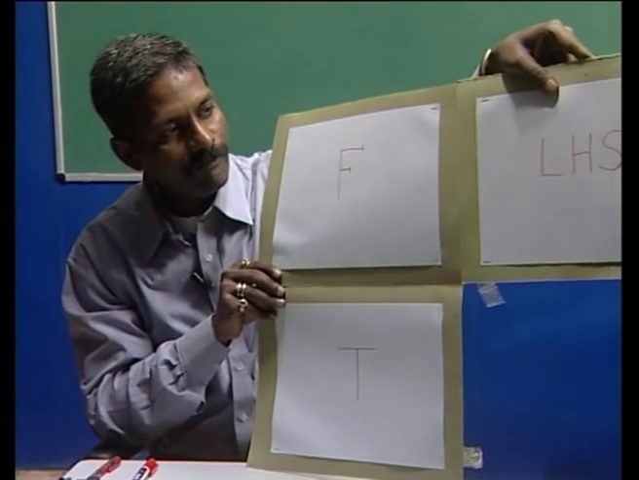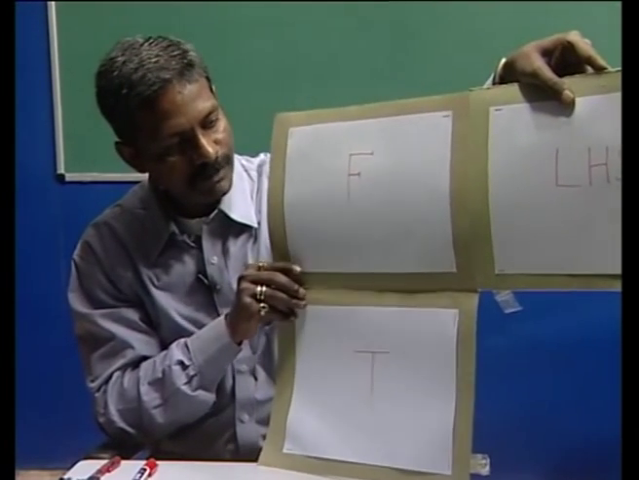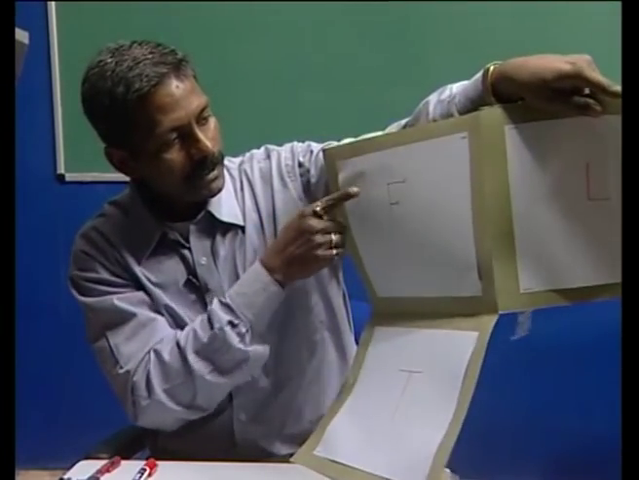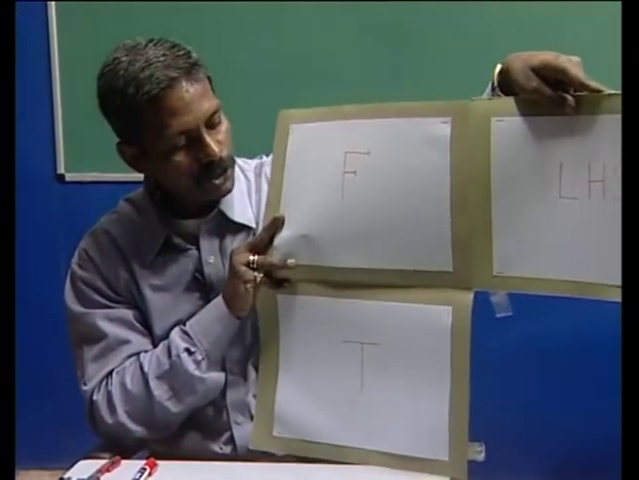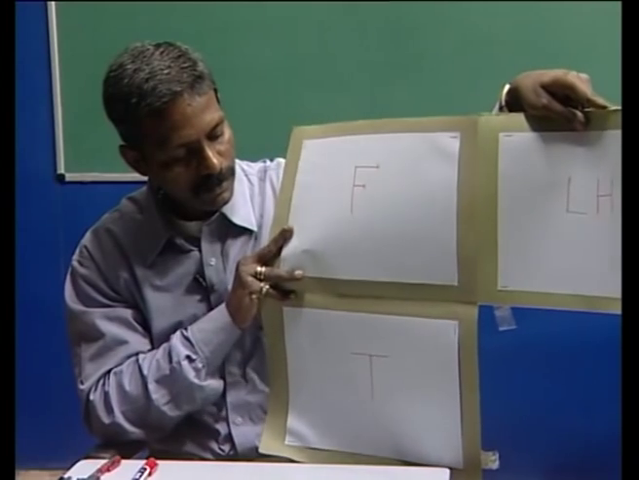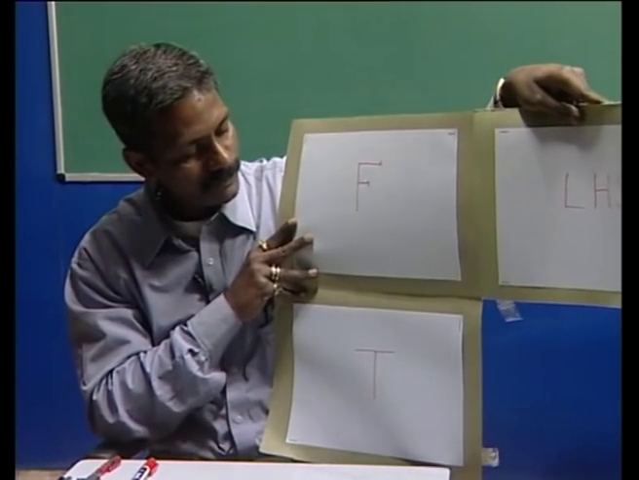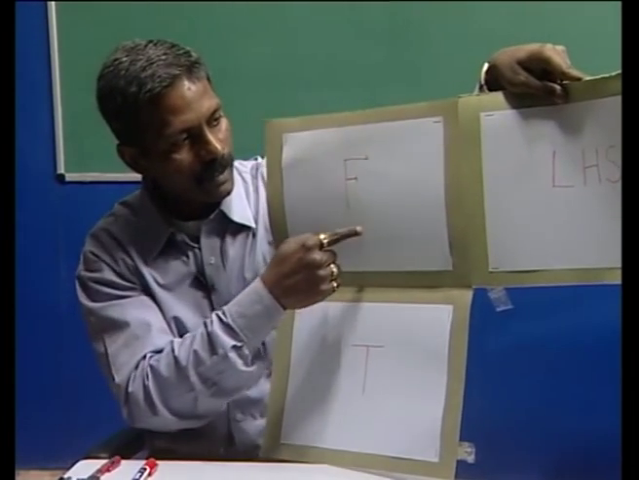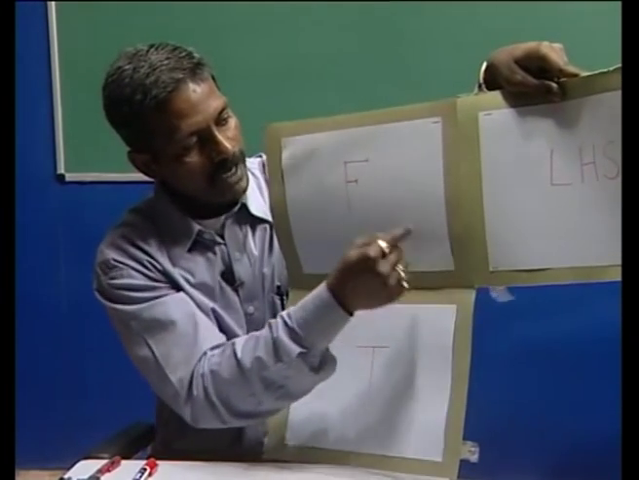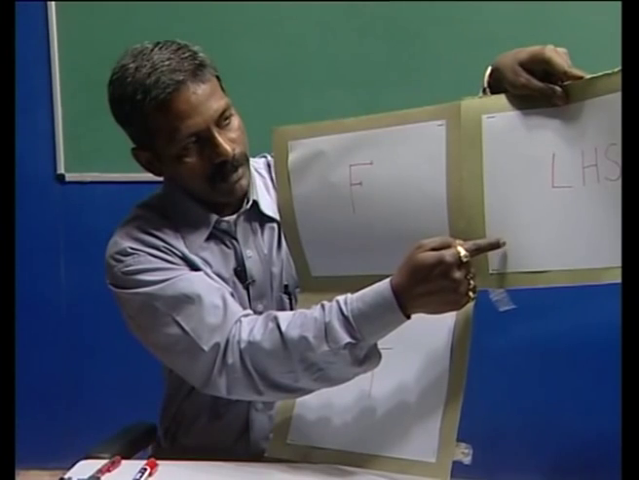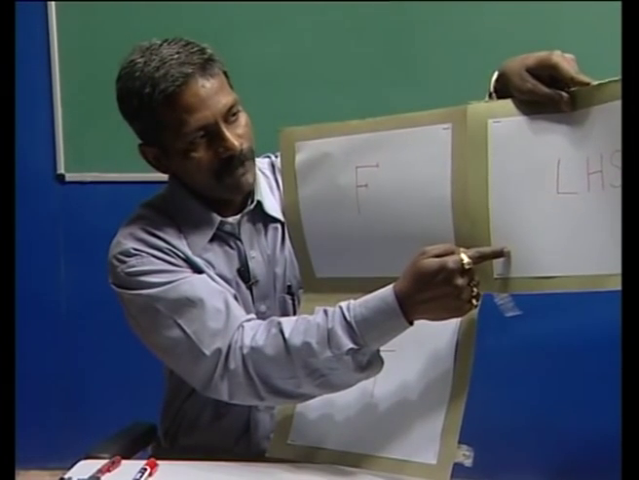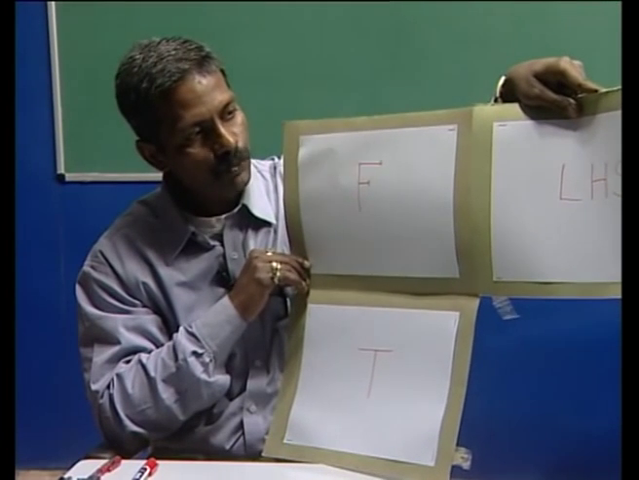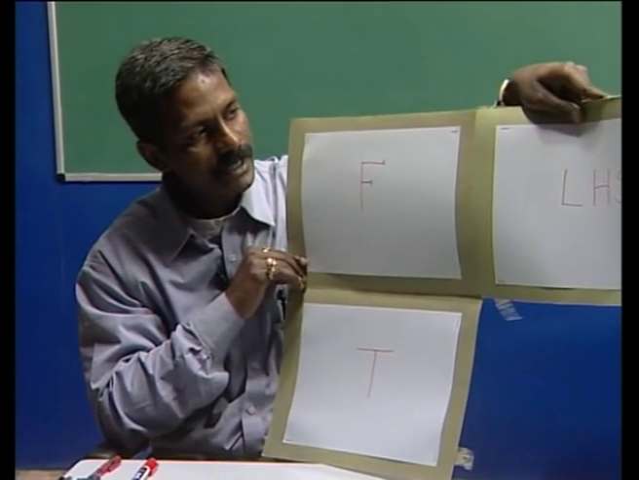Observe how the three views have oriented themselves. The top plane will show the front view. The bottom plane will show the top view. And the plane to the right of the front view, here, will show the left-hand side view of the object. This is what you know as the first angle projection.